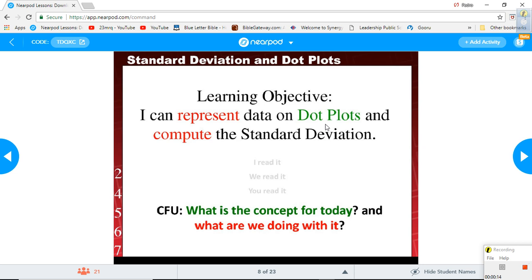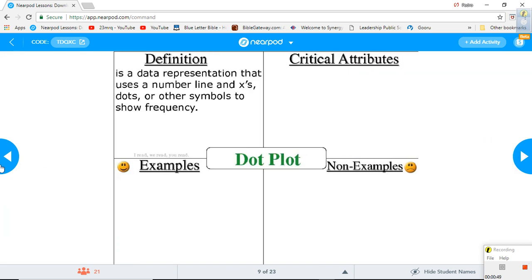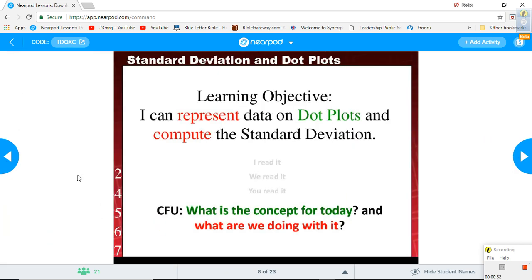Nate. I can represent data on dot plots using standard deviation. On 3, 1, 2, 3. I can represent data on dot plots and compute standard deviation. So standard deviation, we already introduced it yesterday, left it for home play, and you did plenty of practice, yes? Okay. And so for today, we're going to look at dot plots. What are dot plots? Oh, let me go back to the objective so you can write it down. I'll leave it up there on the screen.